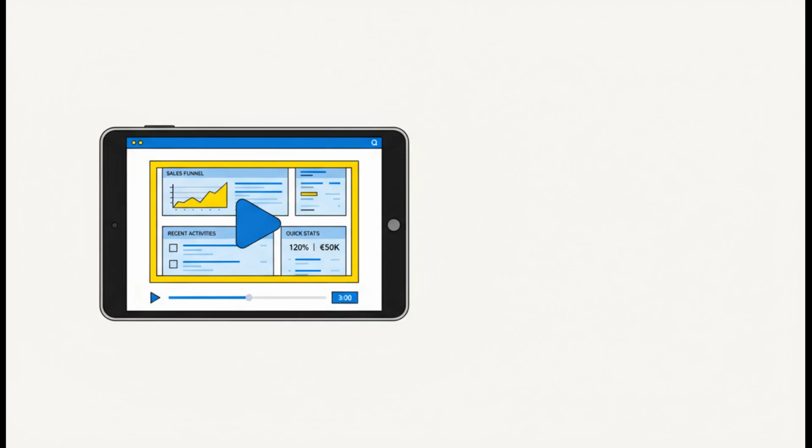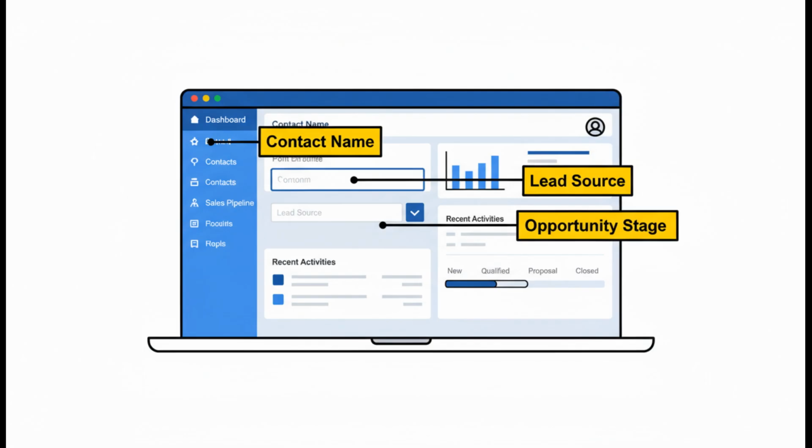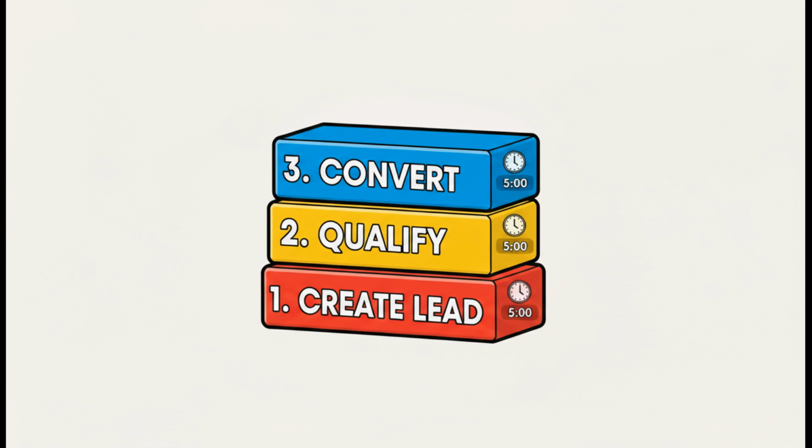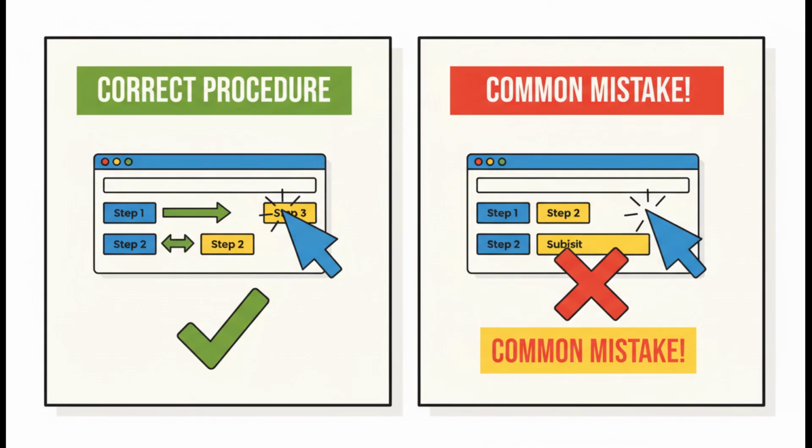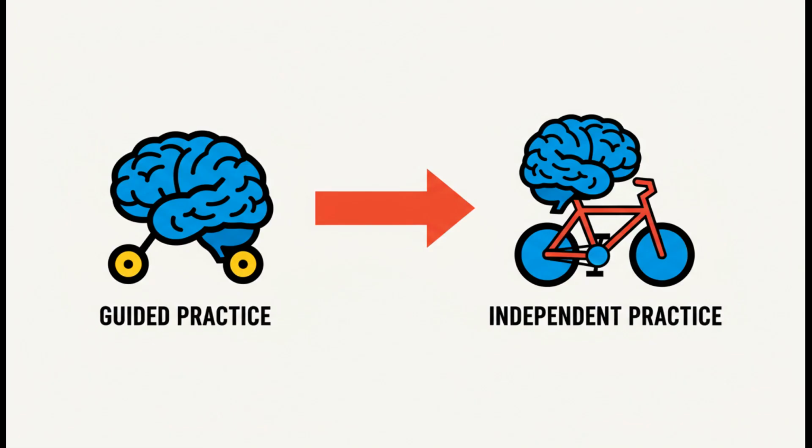A 3-minute micro video naming key CRM panels and fields. One screen, labels on panel. 3 5-minute chunks. Create lead, qualify, convert. Each with the worked example showing every click, plus an error exemplar. After each chunk, a short practice scenario with partial steps provided, then an independent one.